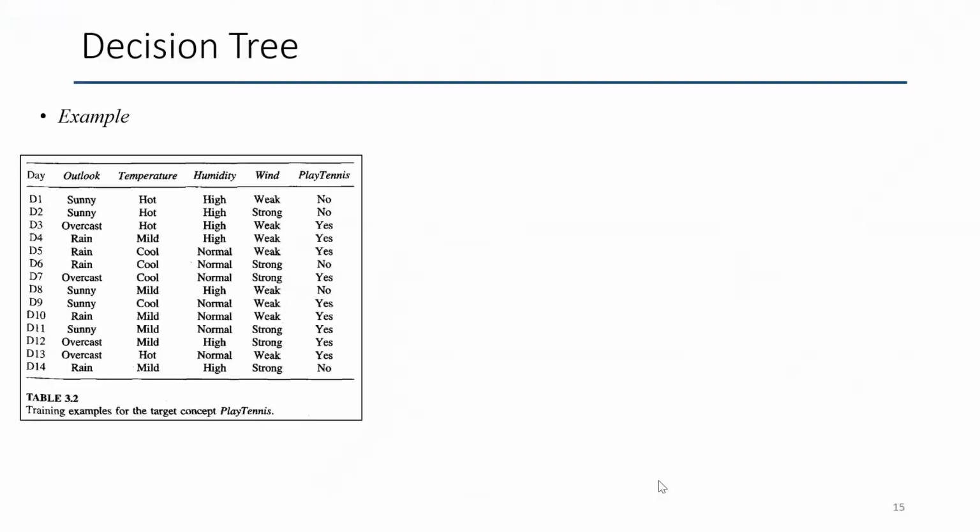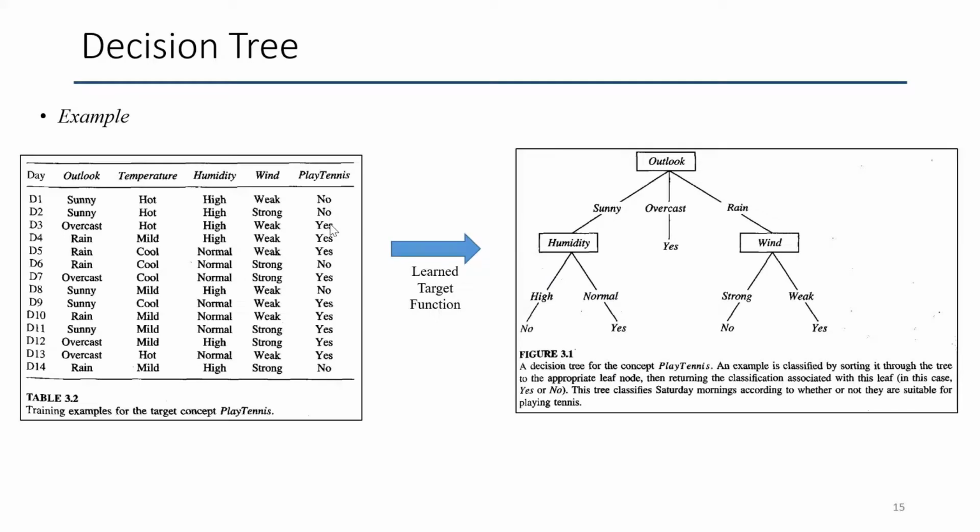So how many total combinations are possible? 3 into 3 into 2 into 2. So 3 into 3 is 9, 9 2s are 18, 18 2s are 36. So total 36 combinations are possible, and based on these combinations we have to decide whether to play tennis or not. So the result will be a binary one, no or yes. From these samples we have to learn a target function. Now that target function we can represent in the form of a tree.